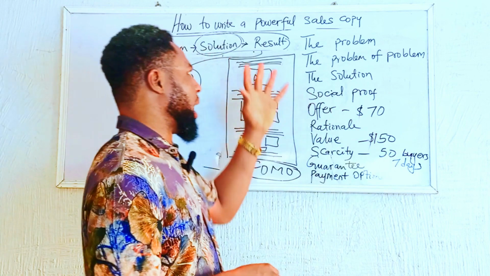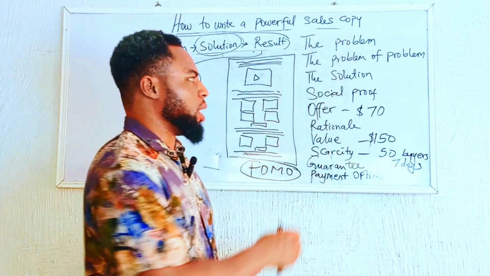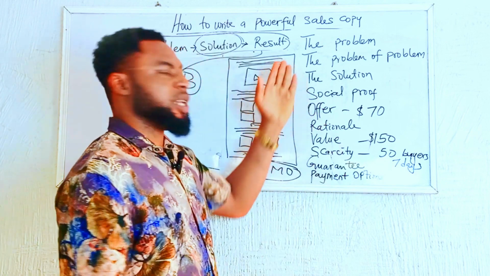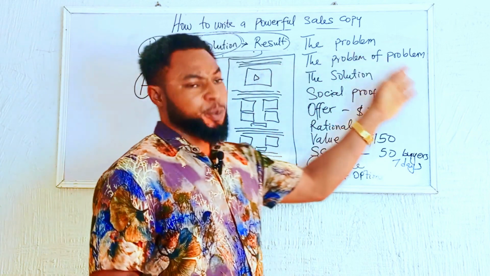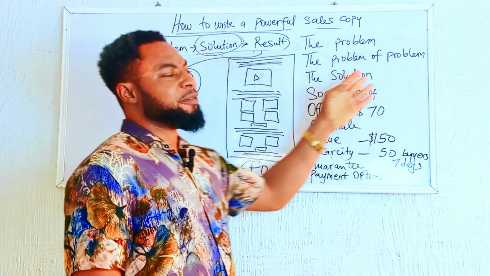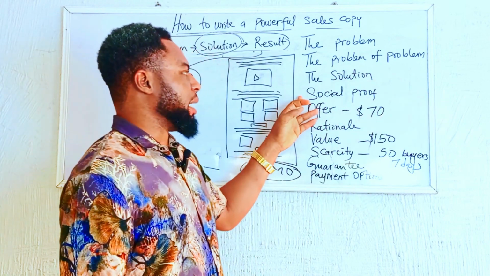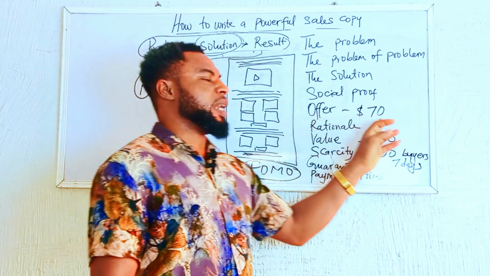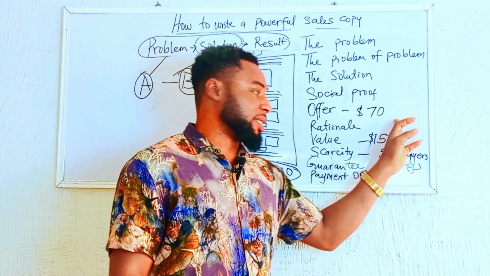So that is it about how to write a powerful sales copy. You need to prove to your potential buyer that you know his problem and the problem of his problem, that you have the solution, that it has worked for many people before, and that you are giving them an offer that they cannot resist because it's amazing.